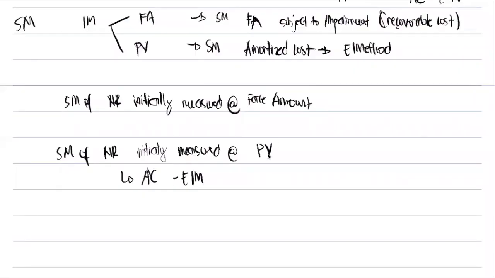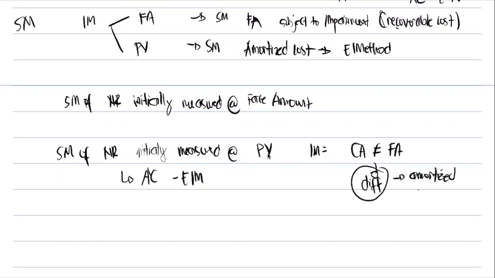So how does your amortized cost using effective interest method work? This is a new term for you. When we say amortized cost, we try to amortize the difference of the carrying amount and the face amount. Remember, under your initial measurement, we said that your carrying amount now is not equal to your face amount. So we have now a difference. This difference will be amortized. And what is the method of amortization? We call it the effective interest method.